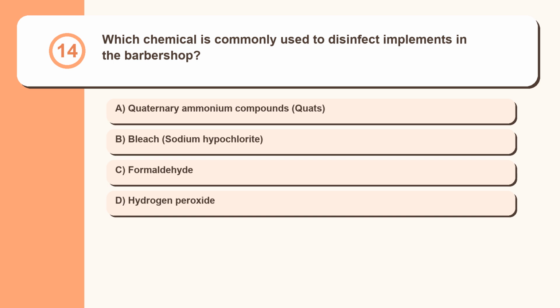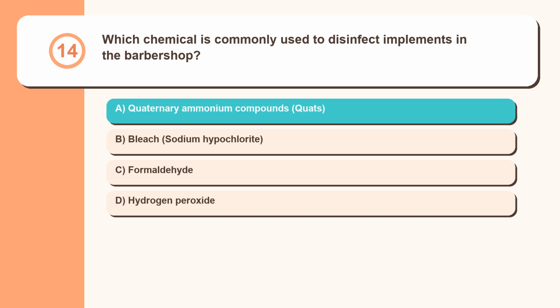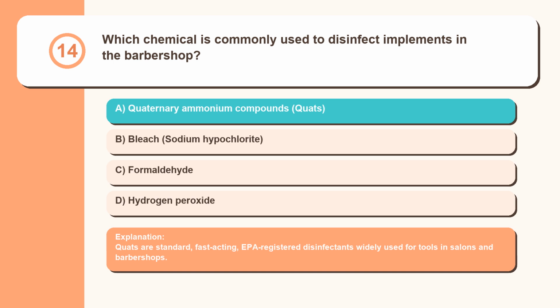Question 14. Which chemical is commonly used to disinfect implements in the barbershop? Quaternary ammonium compounds (quats), bleach (sodium hypochlorite), formaldehyde, hydrogen peroxide. Quats are standard, fast-acting, EPA-registered disinfectants widely used for tools in salons and barbershops.